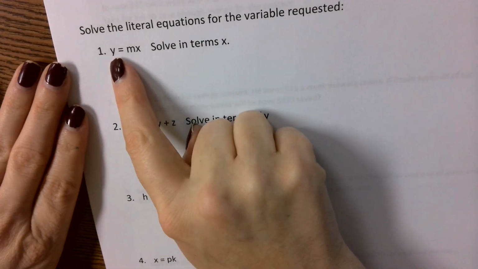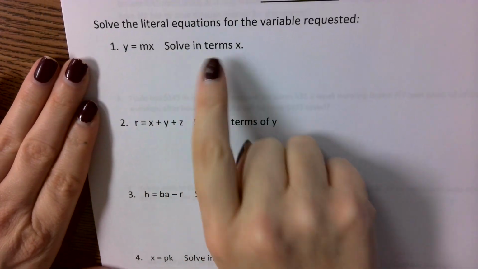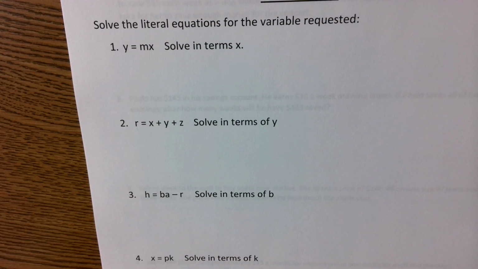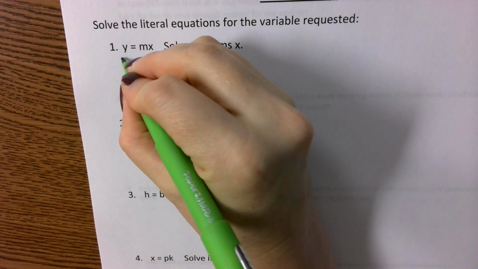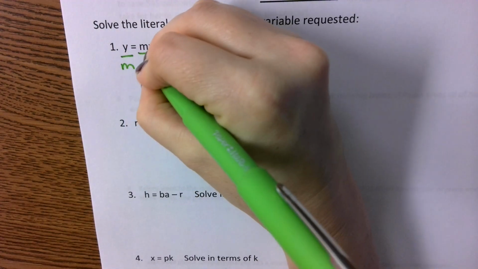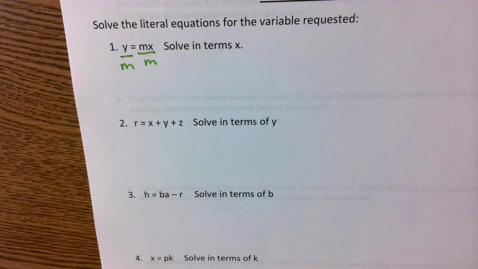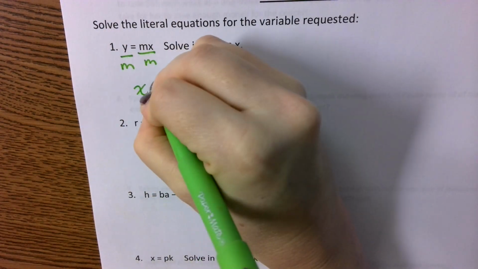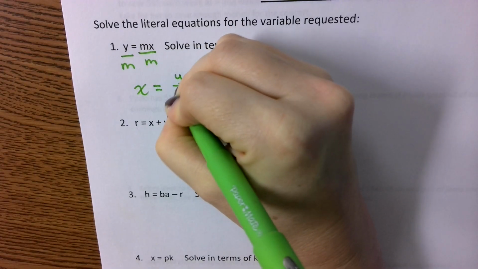Okay, problem number 1. We've got y is equal to mx. We're solving in terms of x. That means that we are dividing both sides by what? M. So we're dividing both sides by m, so we're going to have x is now equal to y divided by m.